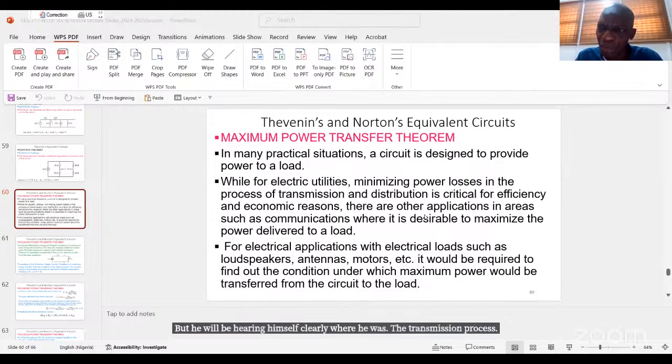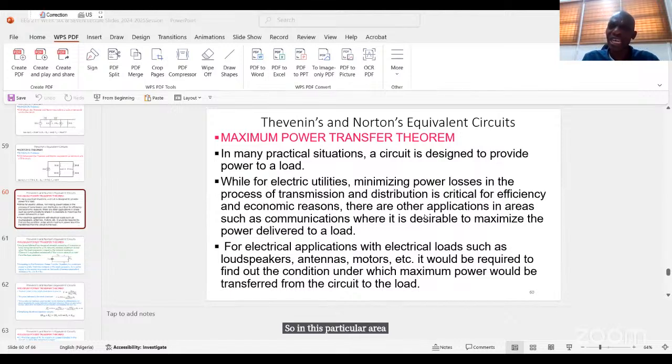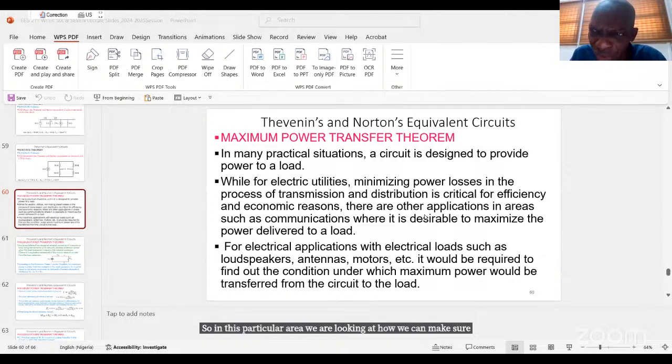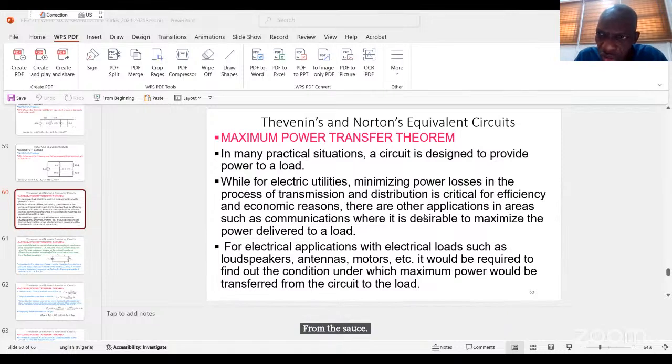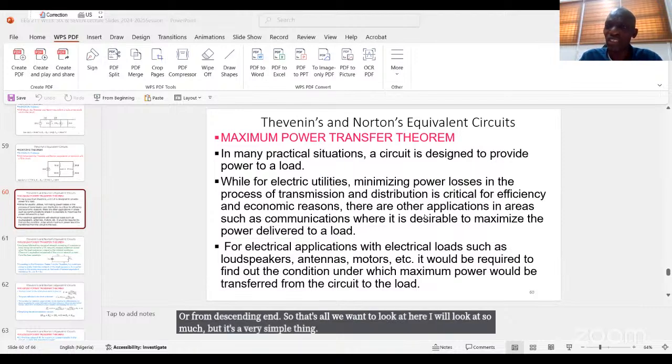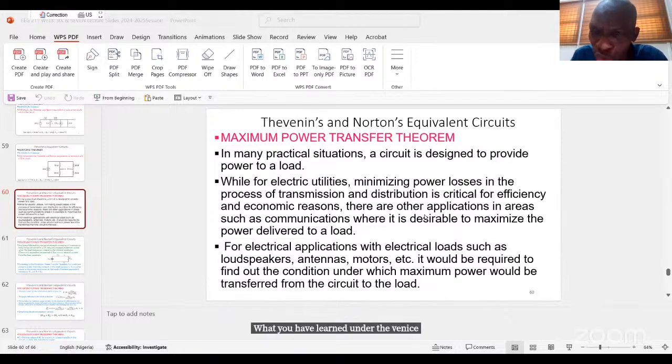So in this particular area, we are looking at how we can make sure that maximum power is transferred from the source to the receiver, from the sender to the receiver, or from the sending end to the receiving end. So that's all we want to look at here. And we'll look at some mathematics. It's a very simple thing. What you have learned under Thevenin will be very useful here.